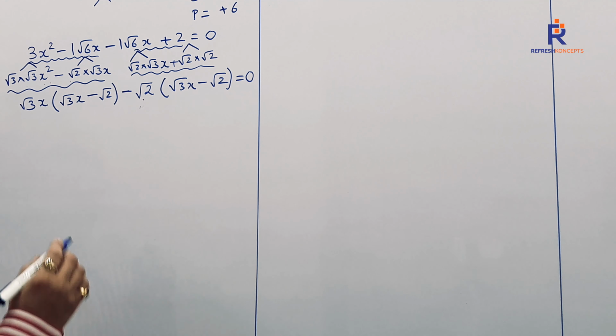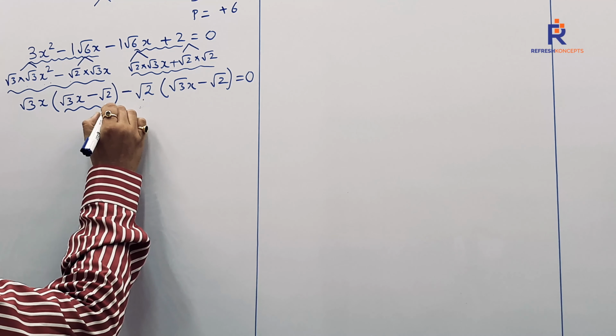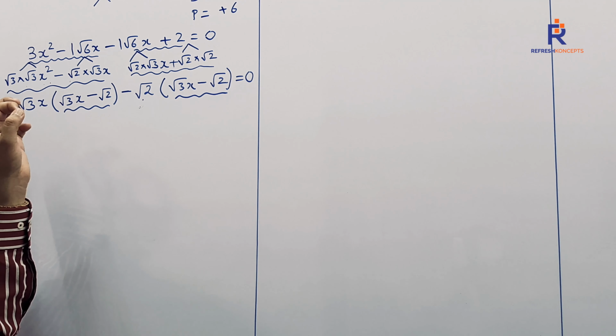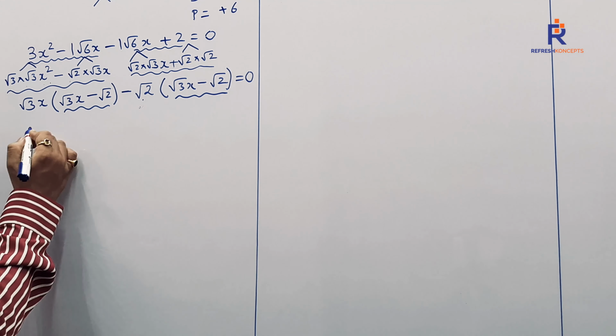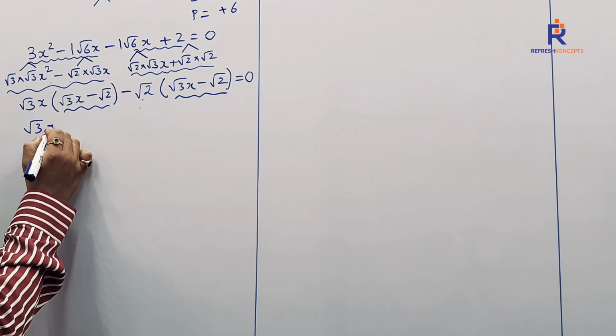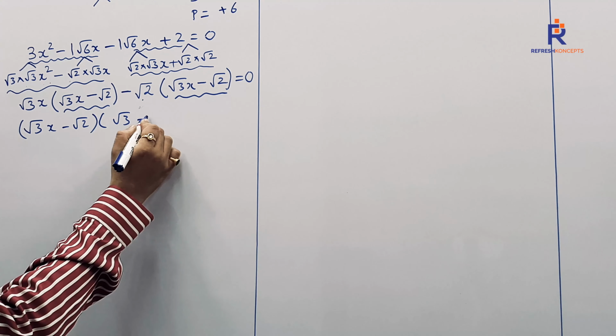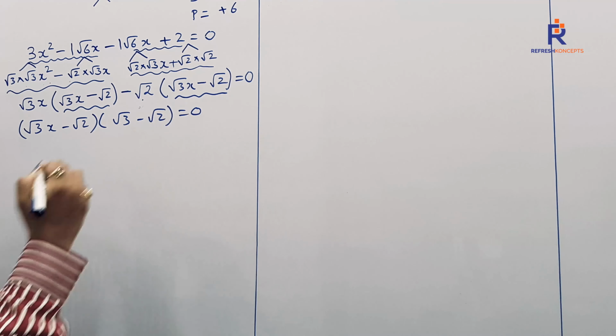This, children, is what I wanted you all to understand. The first bracket and the second bracket should be the same. That was the reason I committed an intentional mistake, for you all to understand that previously what common we had taken was not perfect. With this, can I say root 3x minus root 2, root 3x minus root 2 is equals to 0.